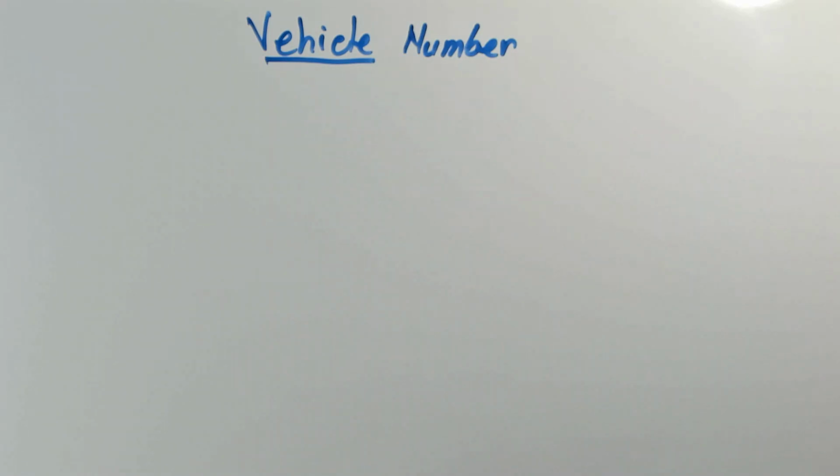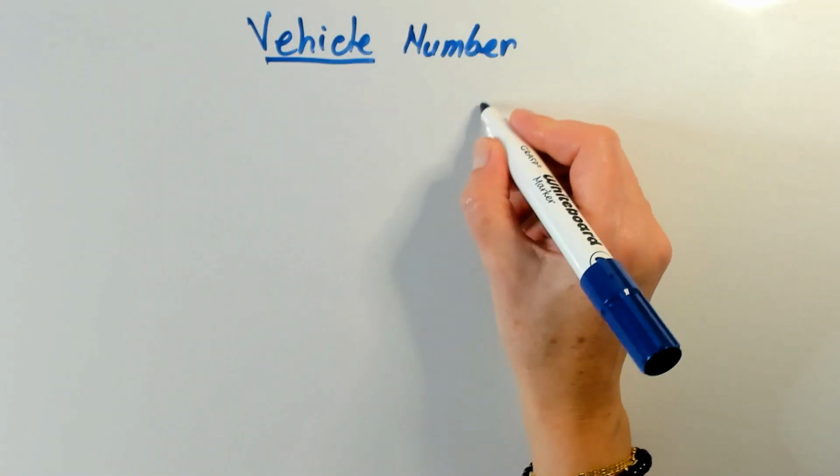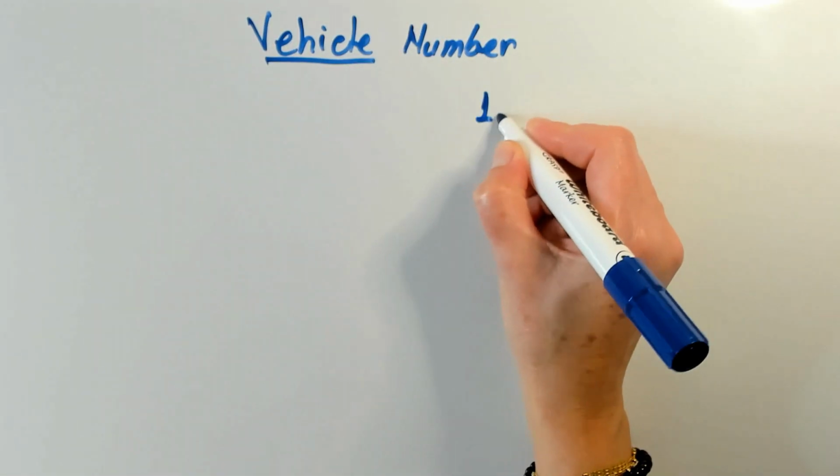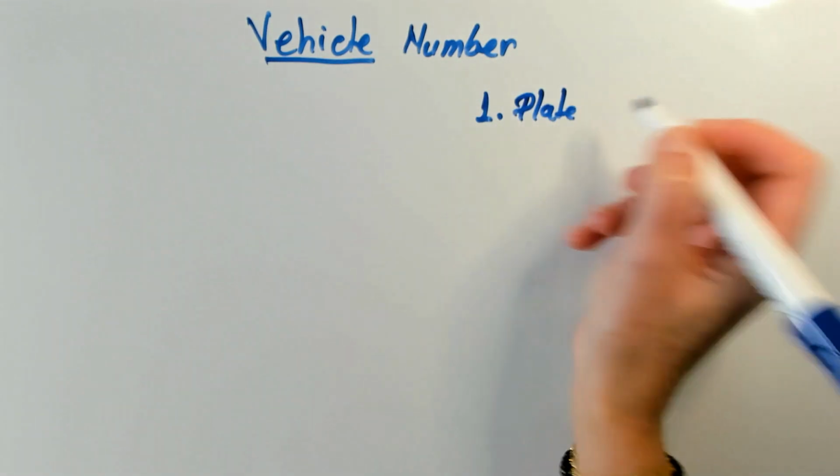What is the vehicle number about? A vehicle number can be anything: your motorbike, your personal car, your commercial car, your truck. So the companies that have trucks. What do we need at first? Here I'm going to put what we basically need. At first, we need the plate of the car.